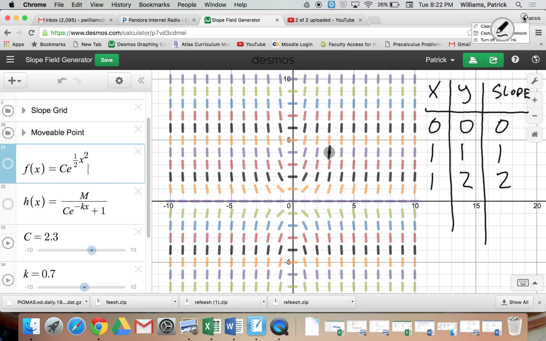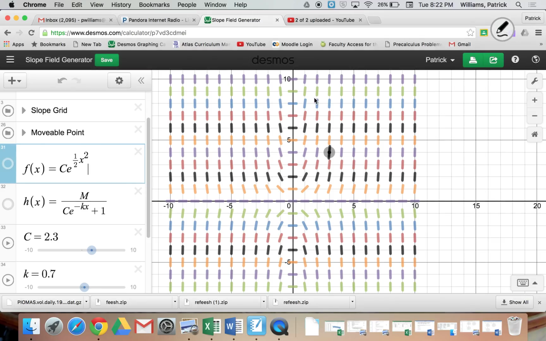But let me actually erase all the ink on this page. You'll notice if I highlight this solution, check that out. Doesn't that solution look like it matches up with the slopes that were indicated by the slope field? Now in this case, I can set my value of c and change it a little bit. If I make c go up, it moves up. If I make c go down, it moves down. And it can take on a number of different solutions.